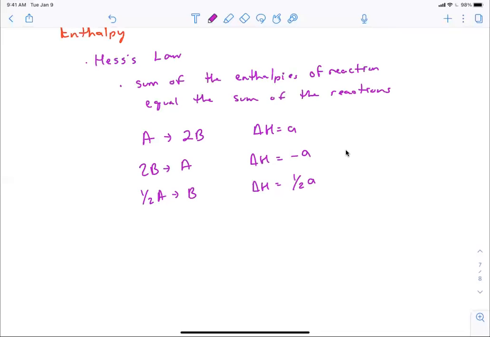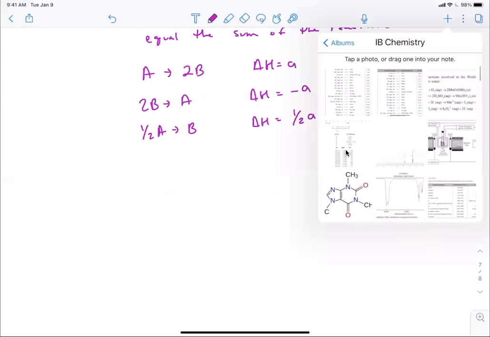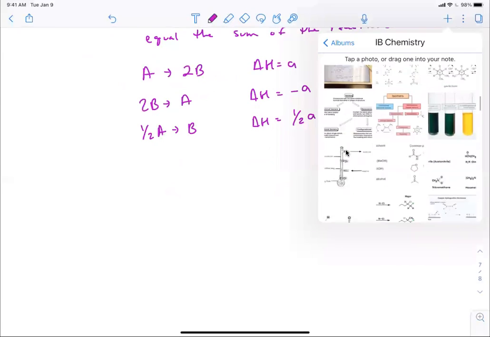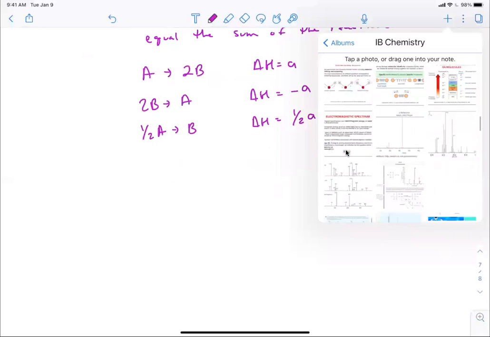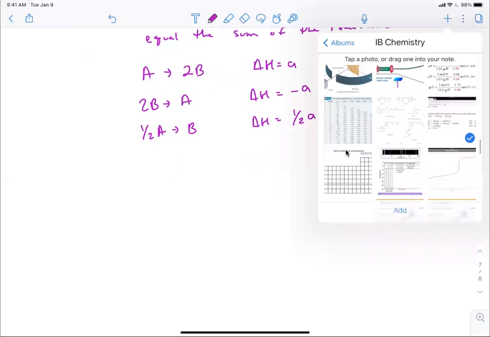And the IB will only give you reactions that you need for Hess's law. So what I always try to do with Hess's law is find the unique species in each one of the mini reactions that helps me reach the overall reaction. For example, I think I have a practice problem here. Because you'll find that every smaller reaction has a species that's unique to it. Is that the one I want to use?